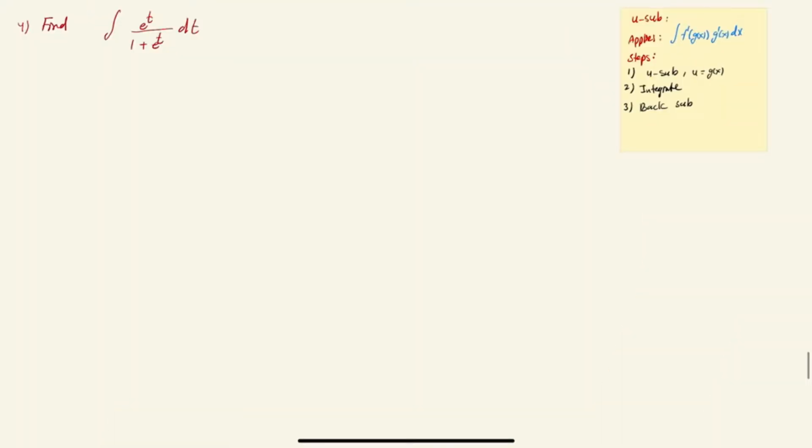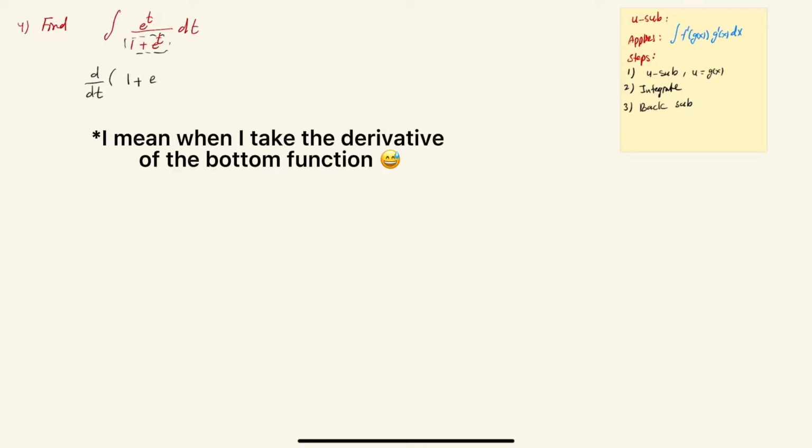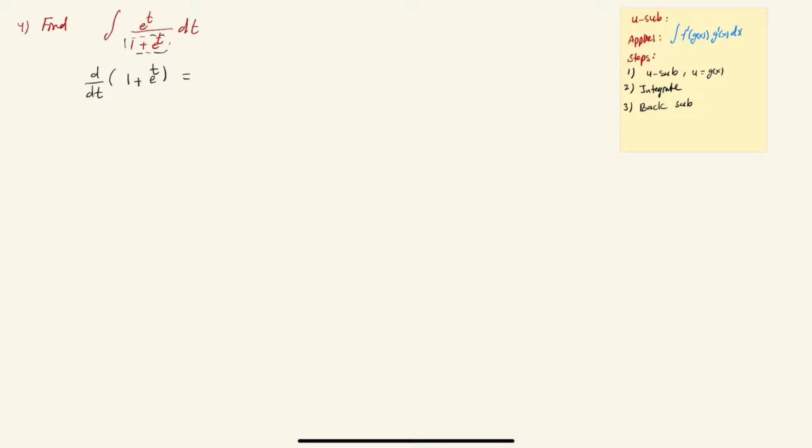For 4, find the indefinite integral of e to the t over 1 plus e to the t dt. This is a complex function which we cannot just integrate right away, so I'm going to check a few substitutions. Notice here, when I integrate the bottom function, it's going to be equal to e to the t, which is the top function. Therefore, u substitution applies, and the bottom function is the inside function.